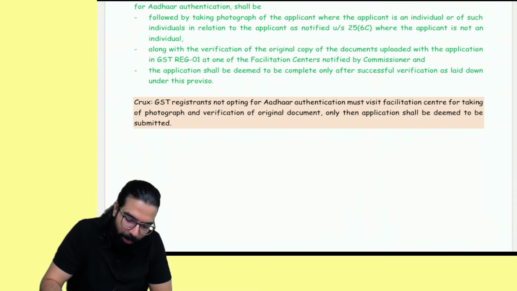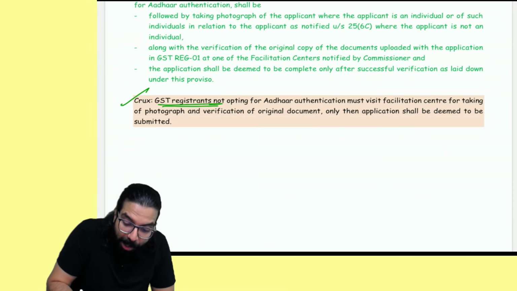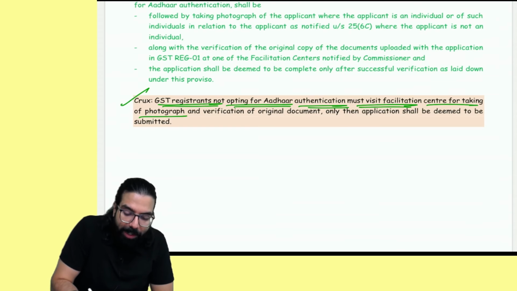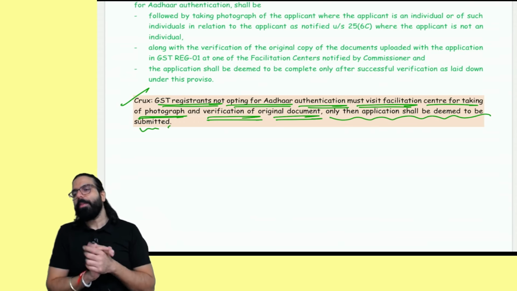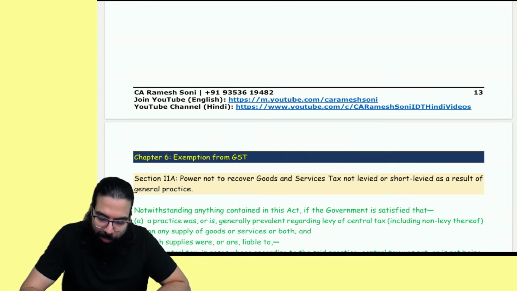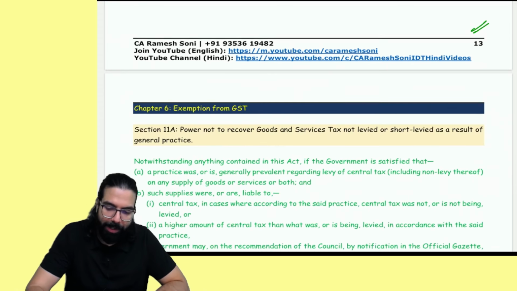That's all I've gone and told over here. GST registrants not opting for Aadhaar authentication must visit the facilitation center for taking photograph and verification of original document. Only then the application shall be deemed to be submitted. Done, sir. In the registration chapter, this was the only amendment which we have gone and covered.